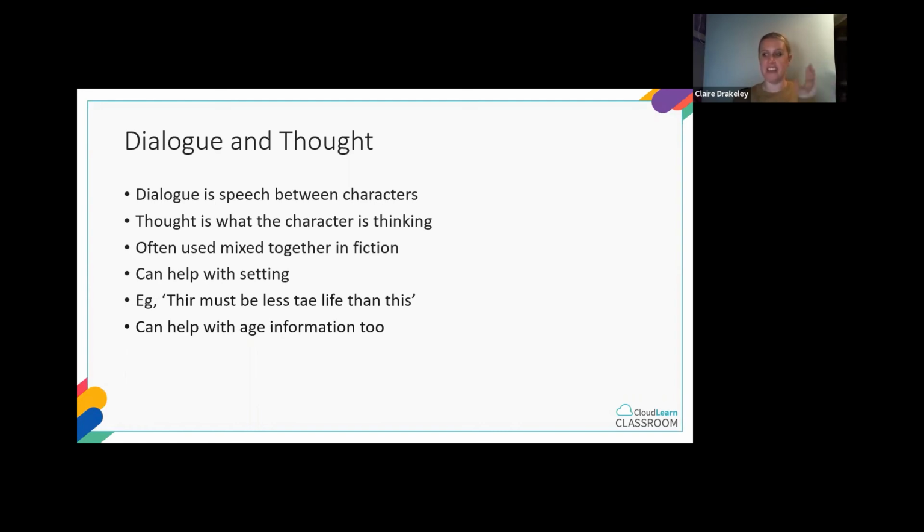But it does tell you exactly where the setting is. Even if you get one character speaking like this, you'll know where they're from. It gives you a good idea of the setting. Furthermore, a character using slang or colloquial terms may help you place the character as a certain age. For example, a young person suddenly appearing in a book using modern slang, you would know immediately around about their age.